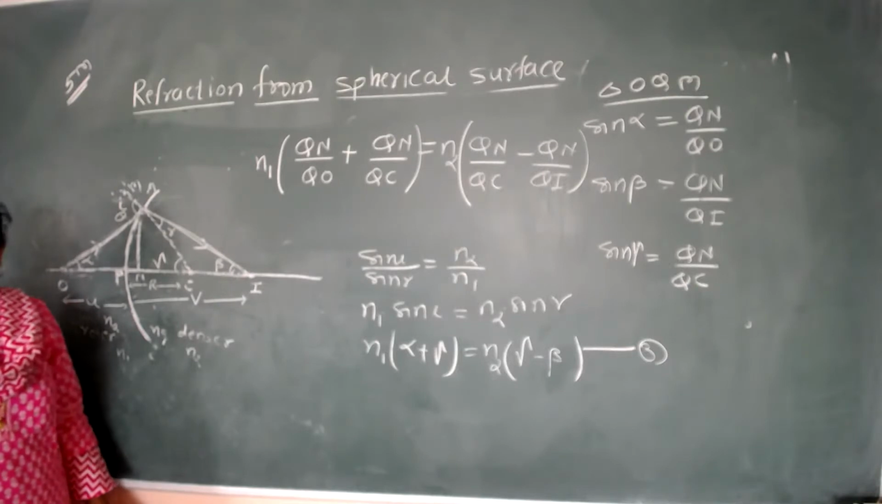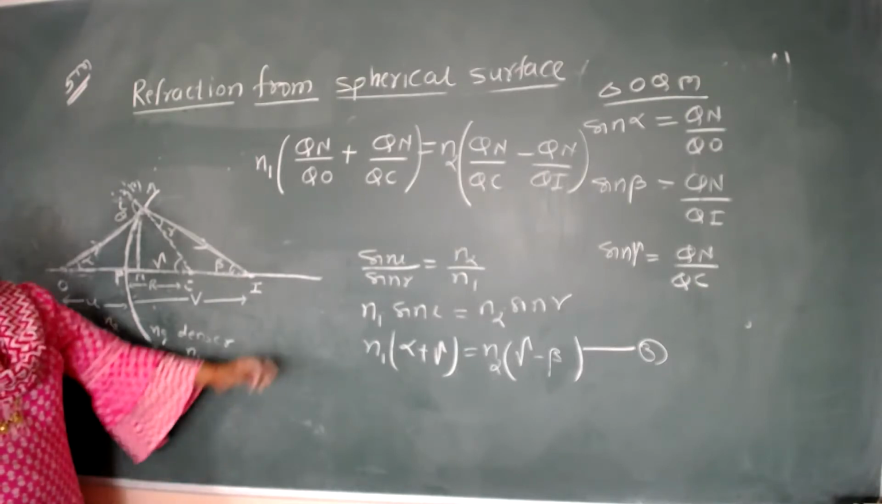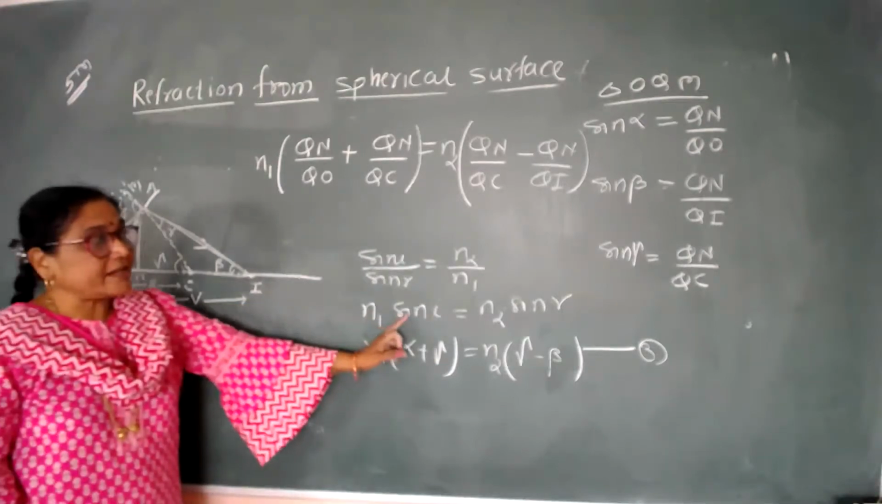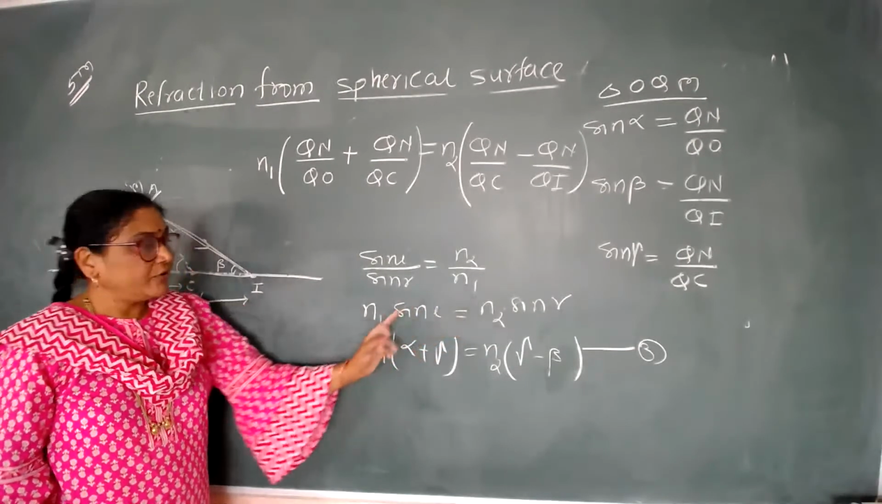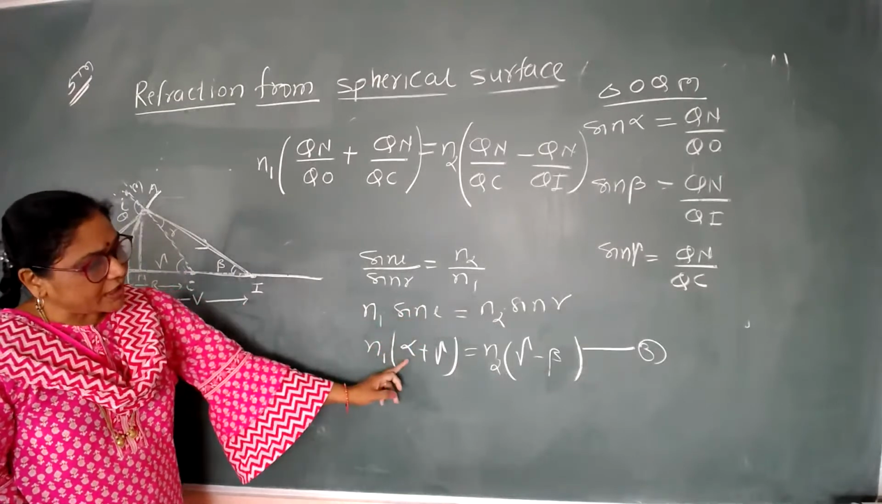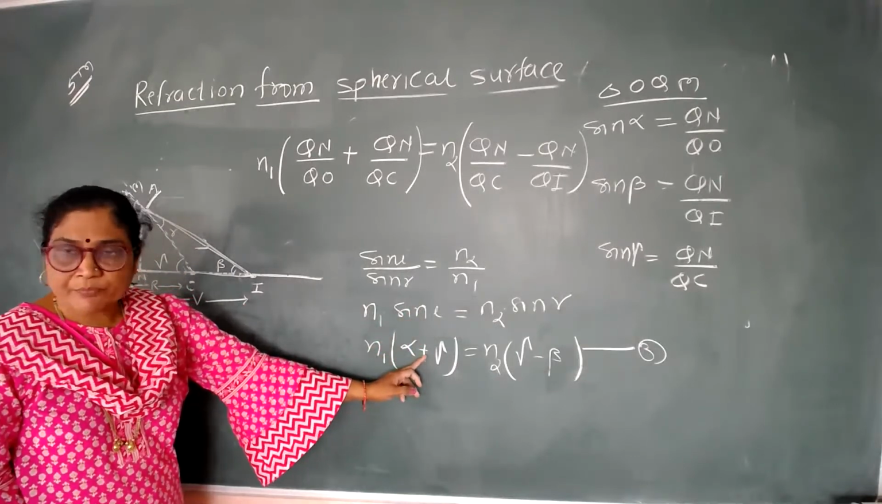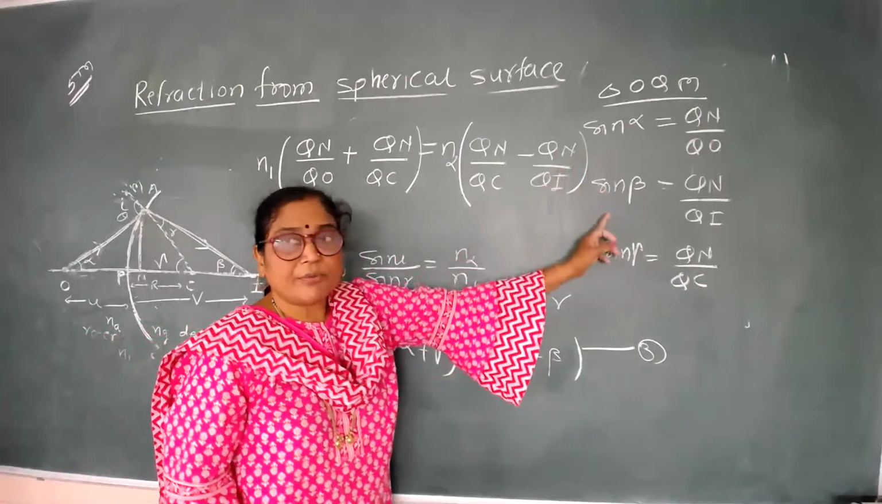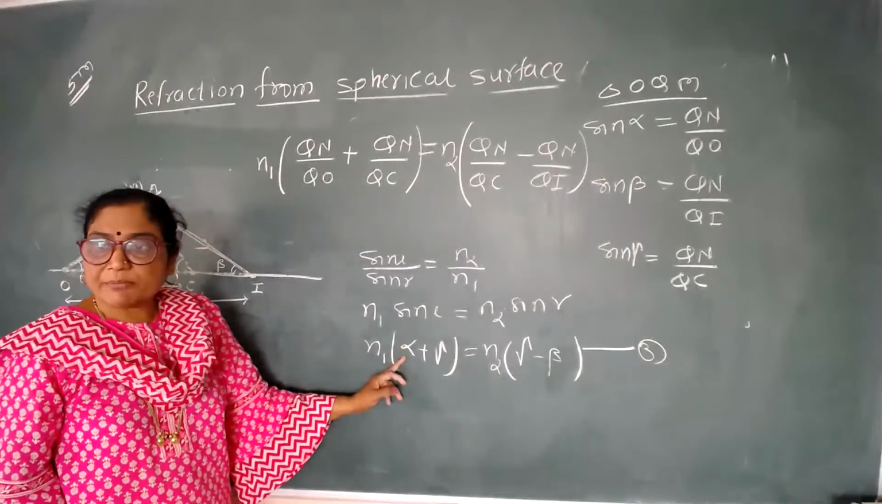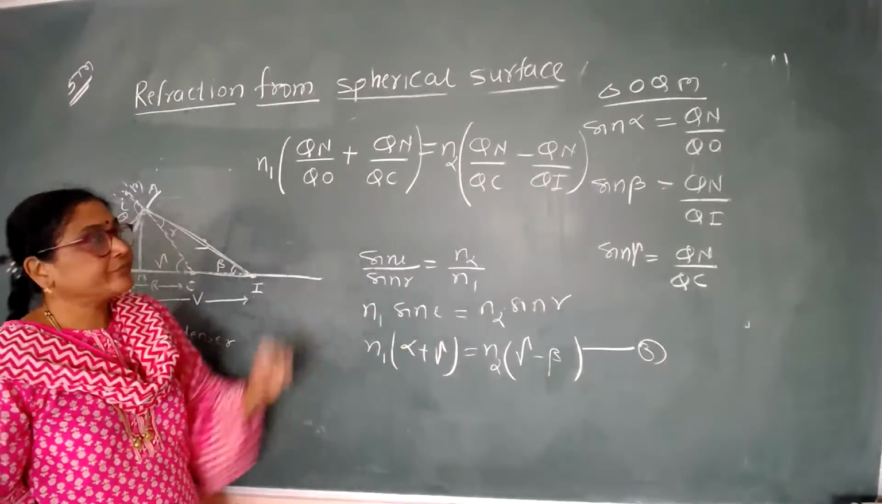We substitute the values of alpha, beta, gamma in Snell's law of refraction, that is N1 sin I is equal to N2 sin R. Here sin I is nearly equal to I. We use alpha plus gamma. We separately find out the values of alpha, beta and gamma. Then we substitute them in this equation.